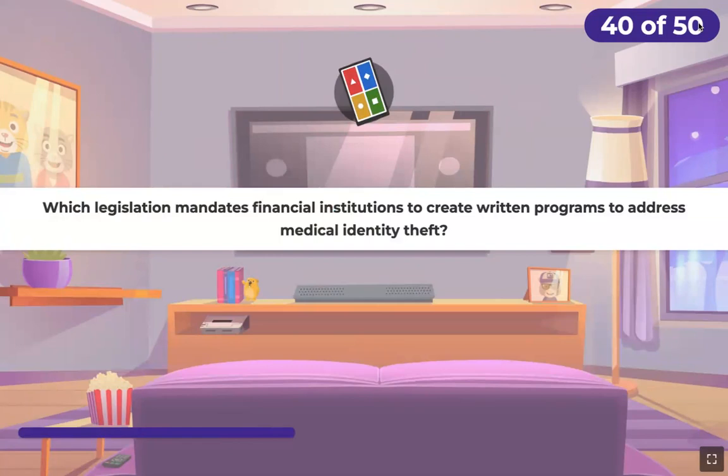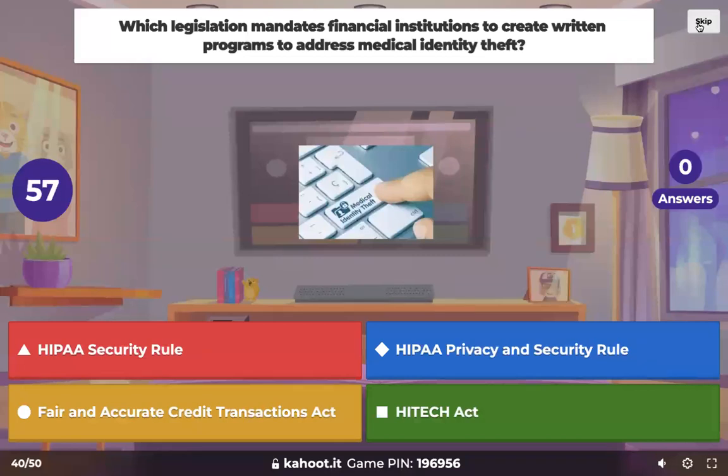Which legislation mandates financial institutions to create written programs to address medical identity theft? Which legislation?